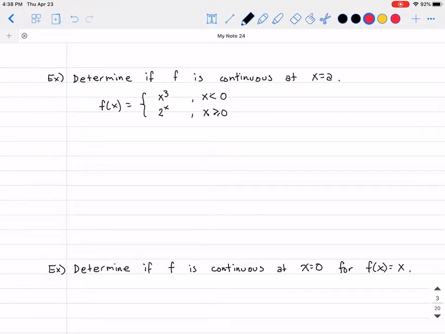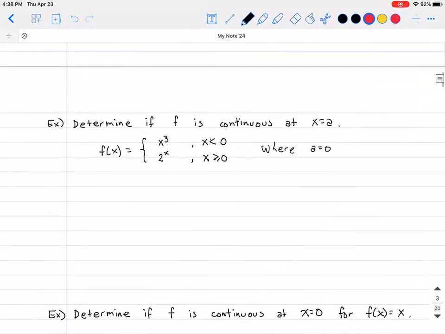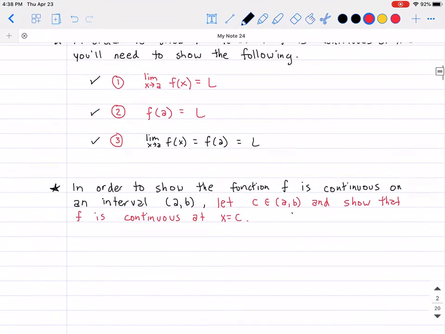Okay, so let's start first with continuity at a single point. The first example is to determine if f is continuous at x equals a, where f of x is given as that function. Actually, let me change that, because I think I made a mistake over here. I want to write a little bit more, where a is equal to 0. In this case, I want to show that this function is either continuous or not continuous at the single point where x is equal to 0.